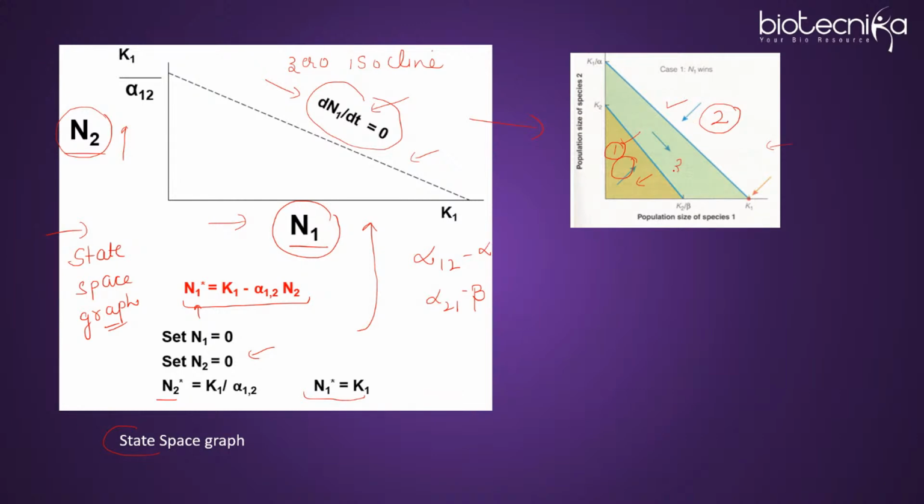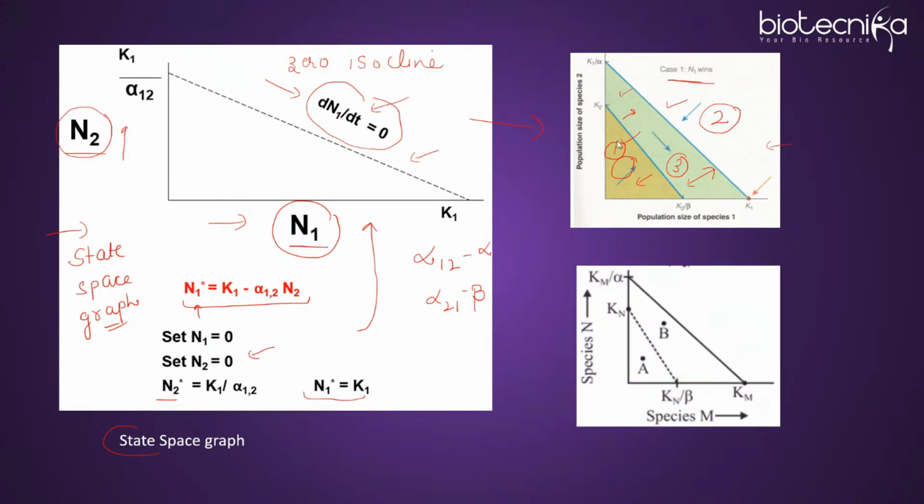But what about this area, which has been formed in between the two isoclines? Since this area is lying below the isocline of species 1, species 1 will increase. However, since this is lying above the isocline of species 2, species 2 will not be able to grow here. So species 1 will win.